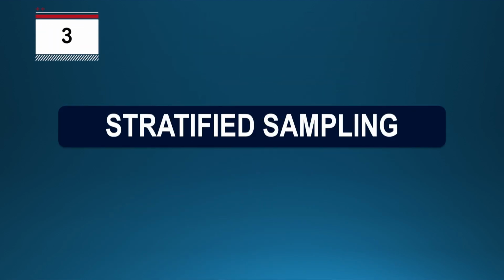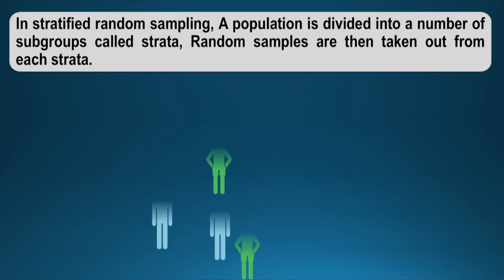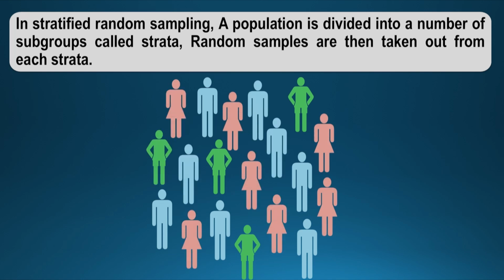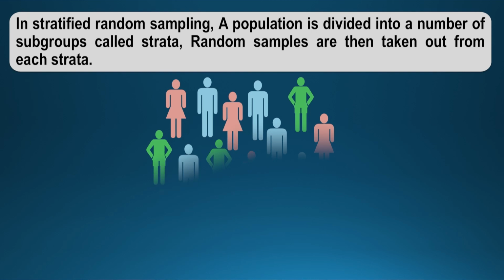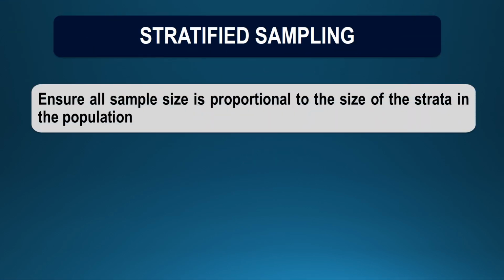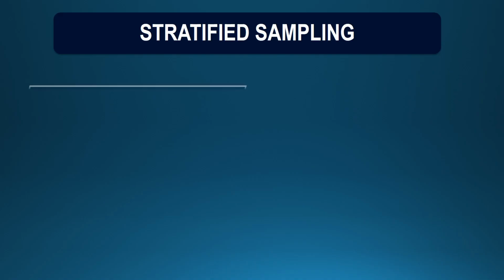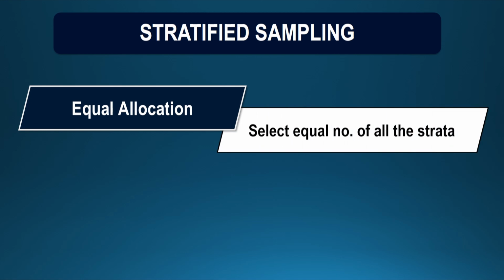In stratified sampling, the population is divided into a number of subgroups that are homogeneous and known as strata. And from those strata, the random samples are to be selected. Ensure the sample size is proportional to the size of the strata in the population. There are two different methods that are used for stratified sampling. The first one is the equal allocation method: select an equal number from all the strata.